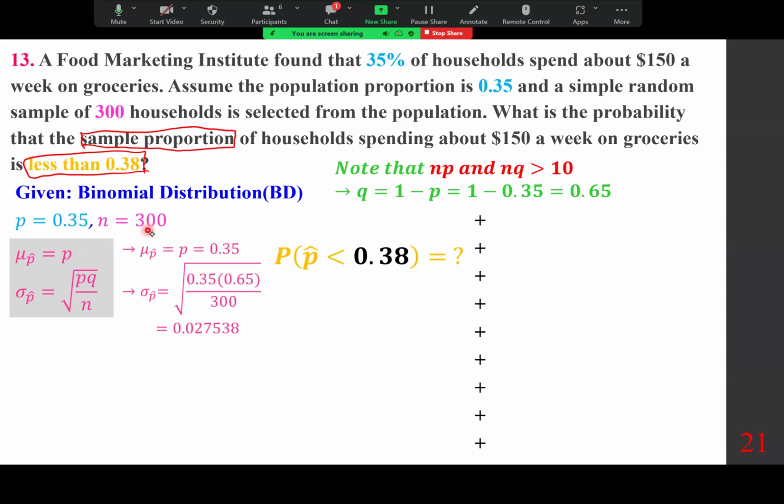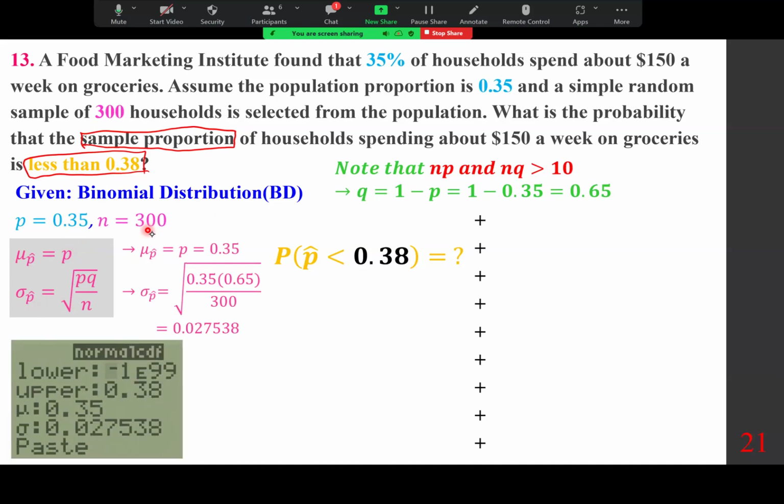if you want to go with the technology, you can. Of course, we can find the z-score, or we can just stick with the technology right here. Let me show you how you do that. This is a normal CDF with the lower number -1E99, p hat is less than 0.38. By the way, because it's a proportion, proportion is between 0 and 1 because it's a probability. But when you go to using normal CDF, it doesn't recognize it.